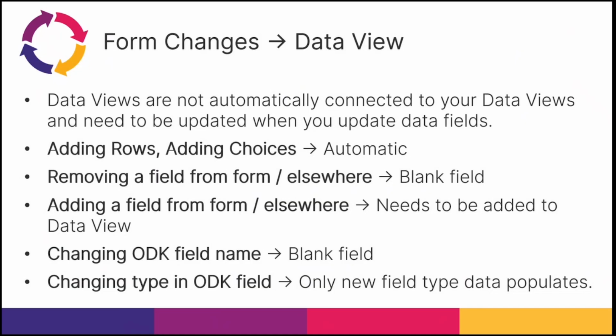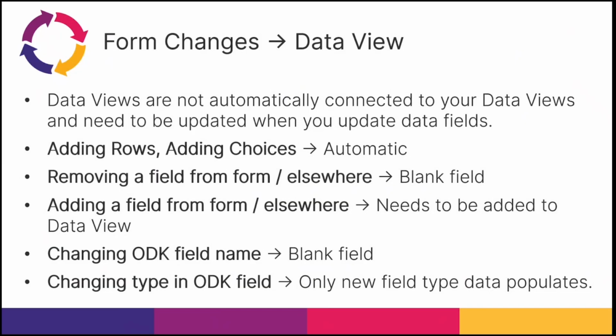Again, changing ODK field names, Zeit will read this as a new field. There's no such thing as changing a name from one thing to another. So if you change gender to HOH_gender, that is basically two things. It's removing the field gender, and it's adding a new field called HOH_gender, right? So there's no such thing as changing. That will basically make the gender field blank, and the HOH gender field would need to be added.